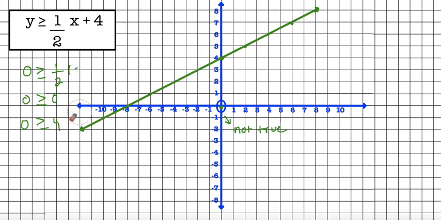So we're going to pick another coordinate on the opposite side of the line to see if it is true. Here we could pick, let's say, 1, 6. So our y value is 6 in this case. So 6 is greater than or equal to a half times 1 plus 4. So 6 is greater than or equal to half plus 4. So 6 is greater than or equal to 4.5, which is true. So this coordinate gives us a true statement, meaning we have to shade everything above the line.